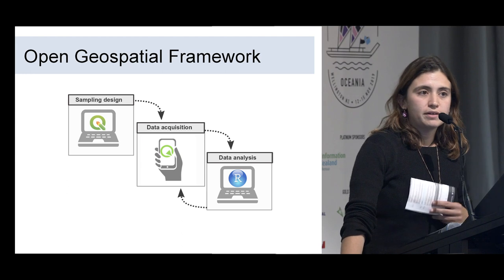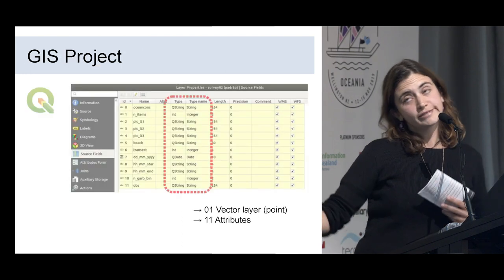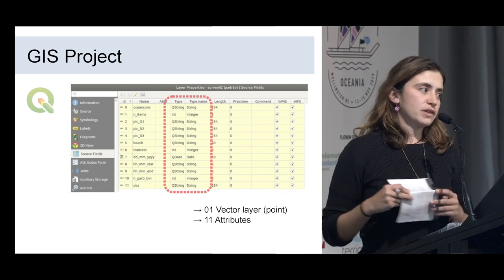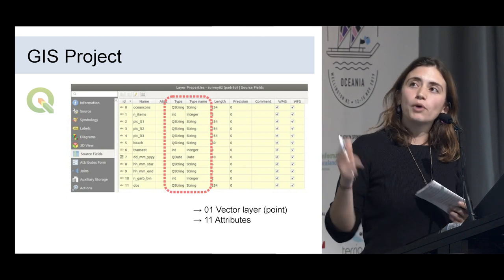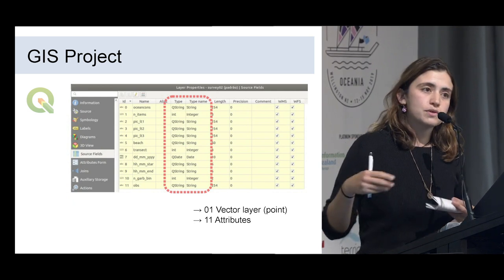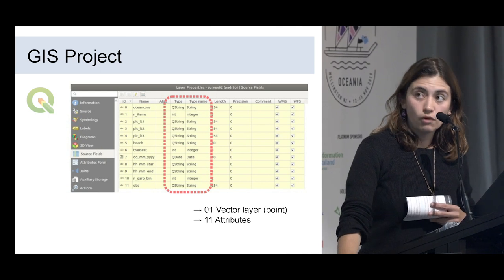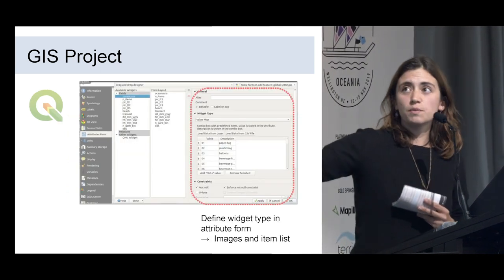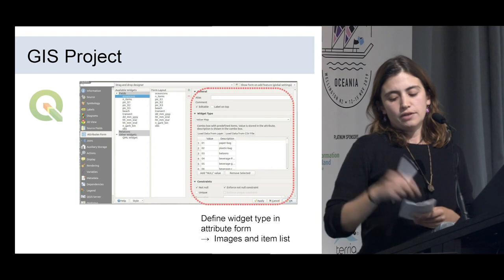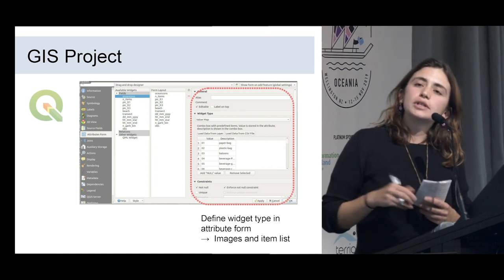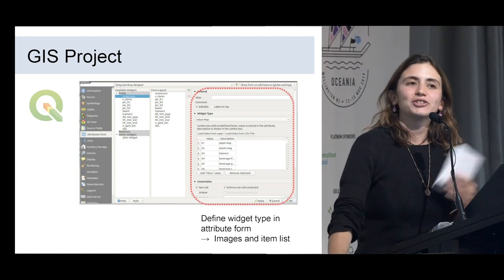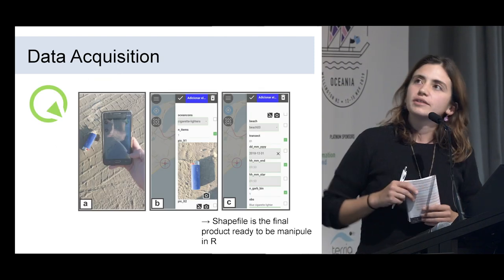We applied it in three different beaches in the south part of Brazil. So going for the first step in QGIS, the project is basically one base map and one point layer with 11 types of attributes, which are common attributes used in paper-based forms. Different widget types allow us to use different data formats, so the user has access to the litter list, and he or she can also attach geotagged images along the monitoring.